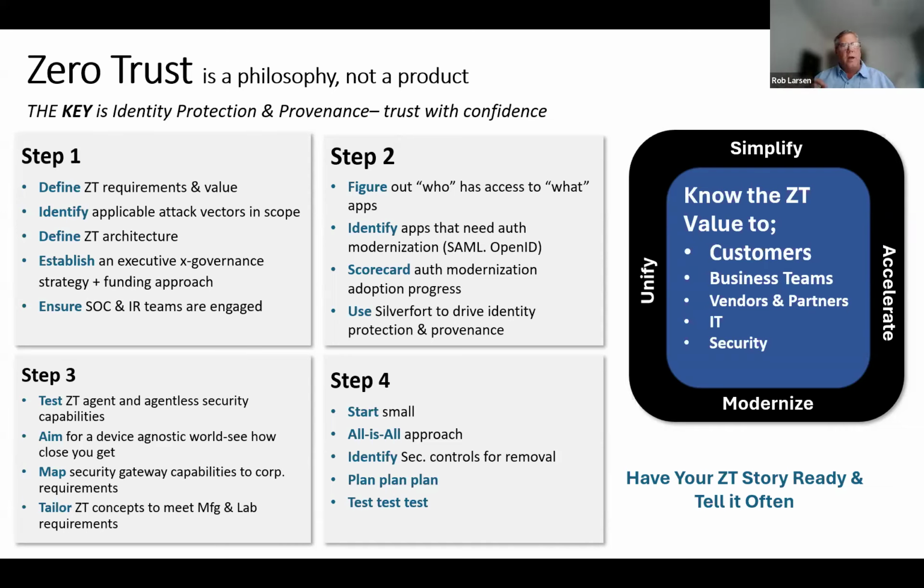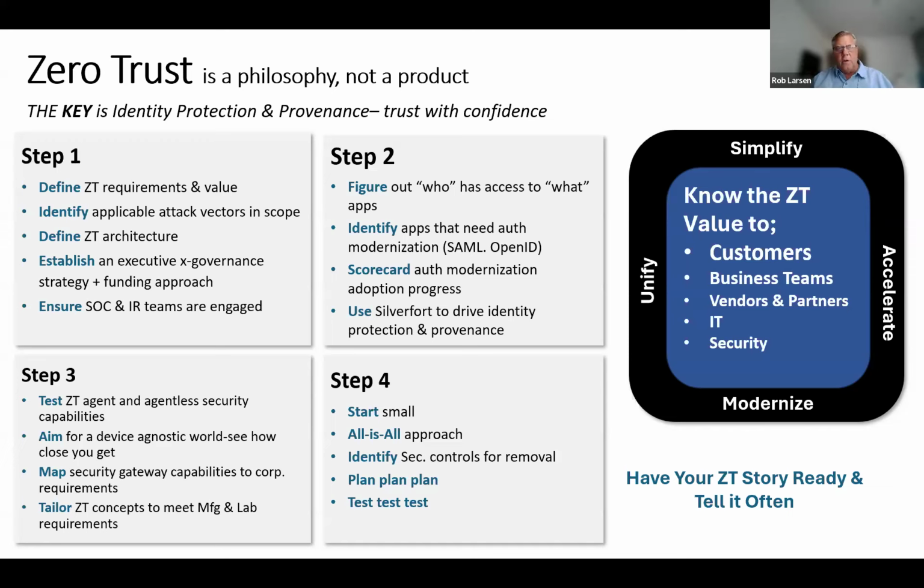Test the zero trust agent and agentless security capabilities. Sometimes you get less capability with an agentless strategy. Sometimes you get less capability if you're going down an application that isn't a Microsoft-centric app. If you're using Azure, see whether you can get a device-agnostic view of zero trust, so that you don't have to worry so much about device management.